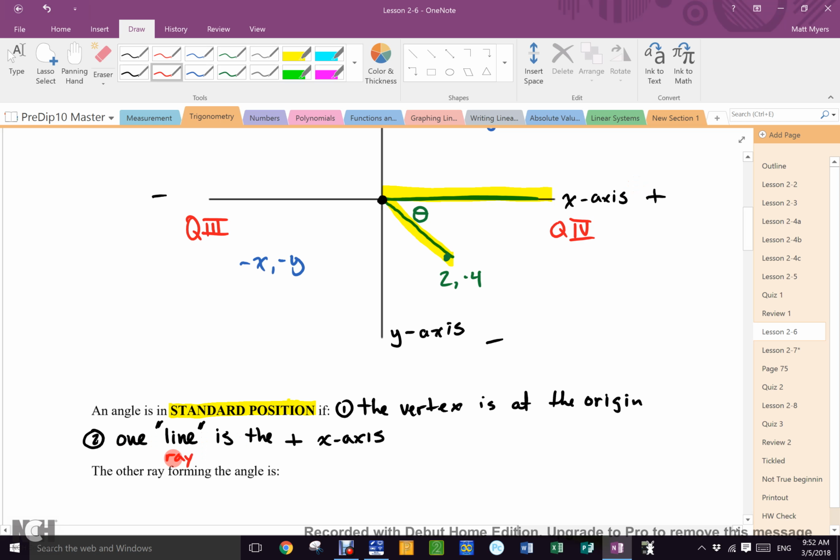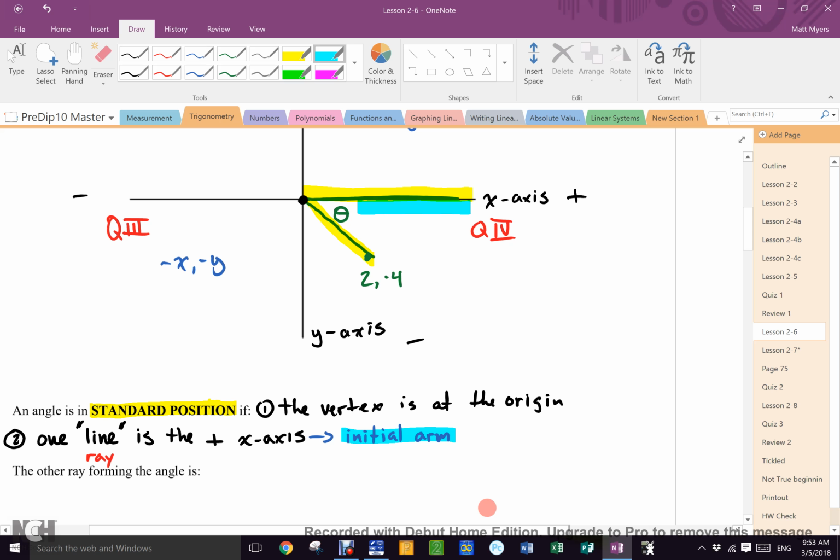Okay. One ray is the positive x-axis, and that ray is called the initial arm. Please highlight that word because I'm going to be using it all the time. And I'm going to use blue to show it up here. The initial arm. What does the word initial mean in English? It's got a lot of meanings. What are some of them? First is the one I wanted. Usually people say, well, my initials are LM. But no, I'm glad you went first.